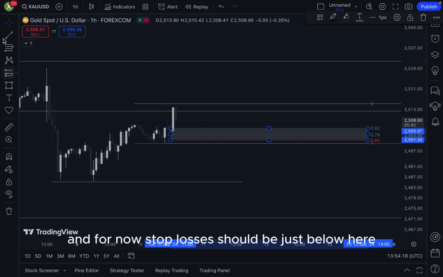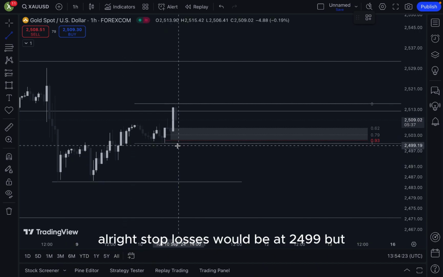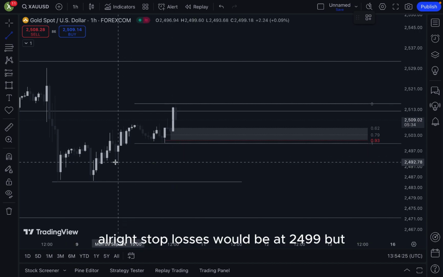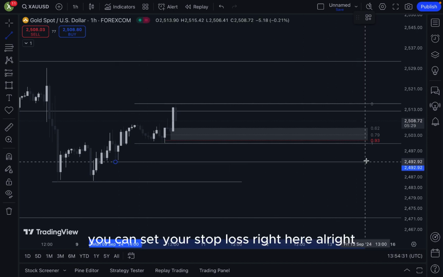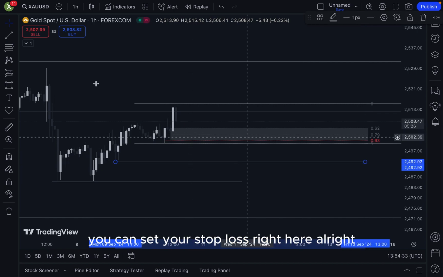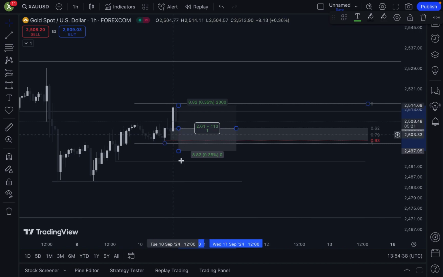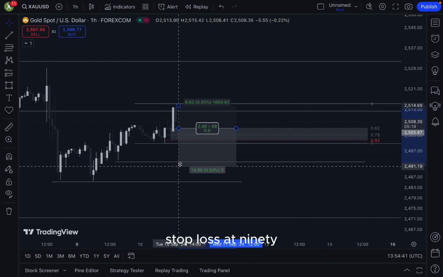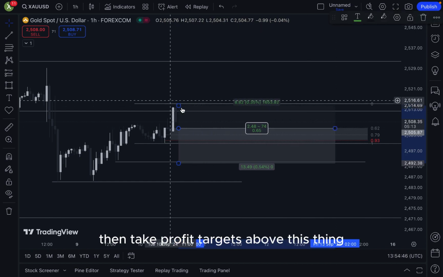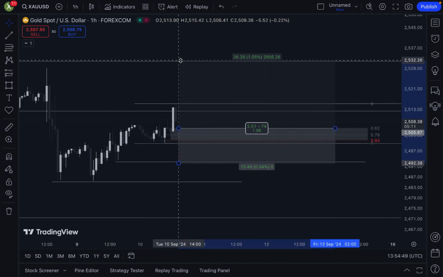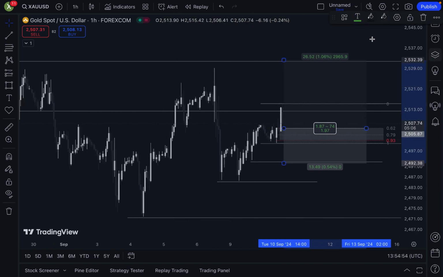All right, and for now stop losses should be just below here. Stop losses will be at 24.99, but for spikes purposes you can set your stop loss right here. So you would do it like this, place your order here, stop loss at 90, and then take profit targets above this thing. Take profit targets above that.